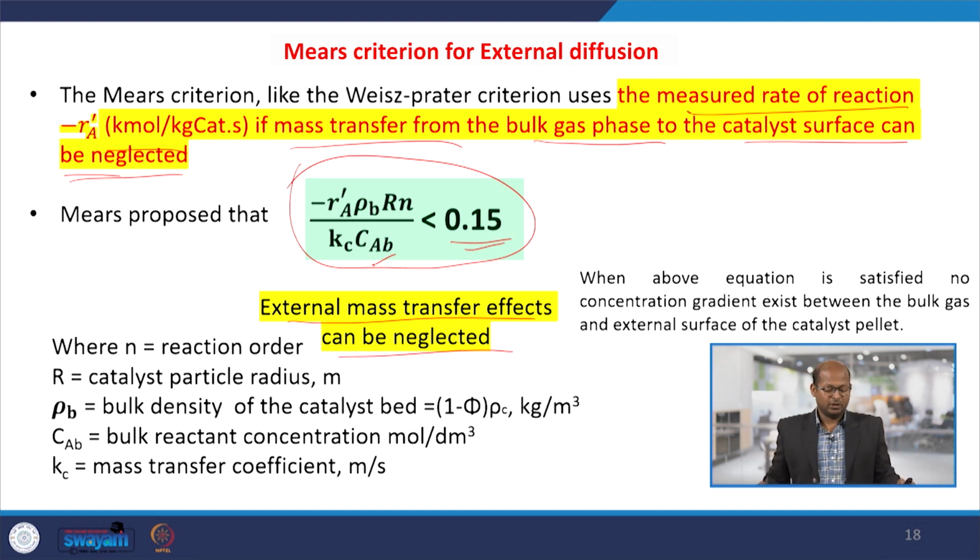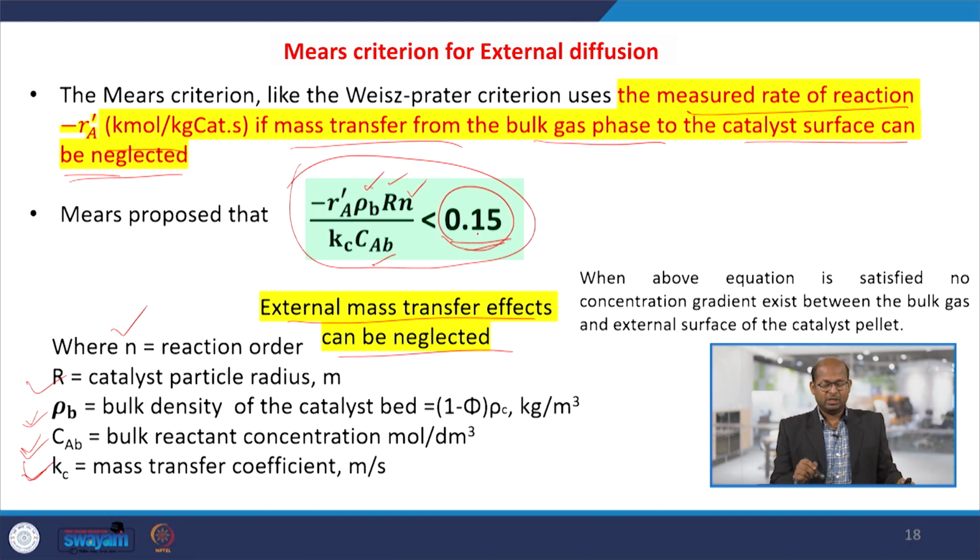If we know the observed rate, the bulk density of the catalyst, n is the order of the reaction, R is the catalyst particle radius, and k_c is the mass transfer coefficient, the bulk concentration, the density of the catalyst bed, then we have to put them here and the value will be evaluated.